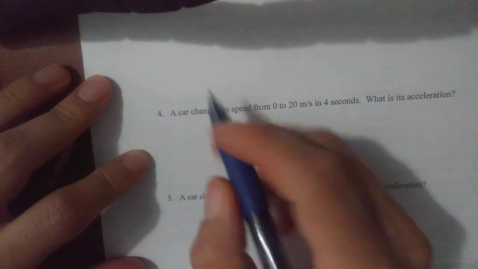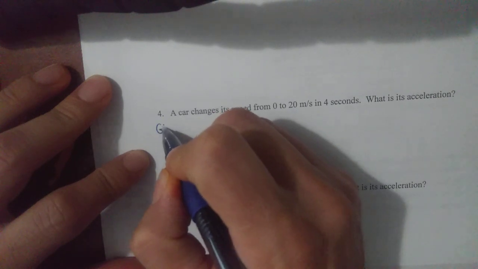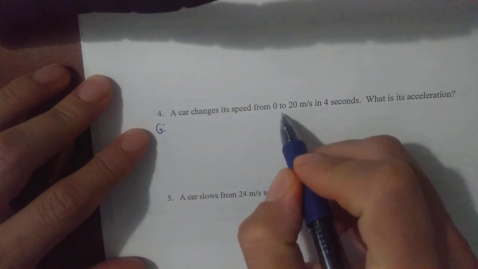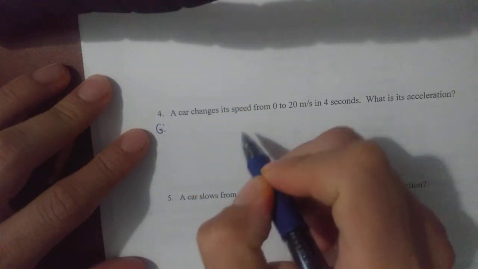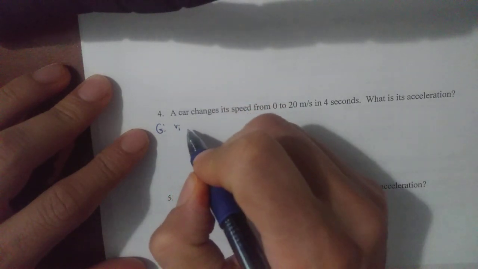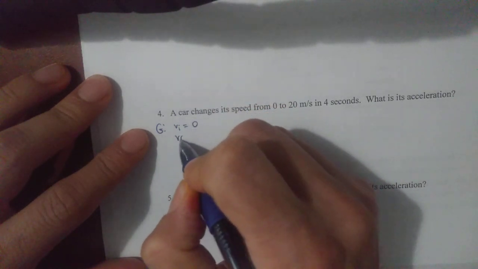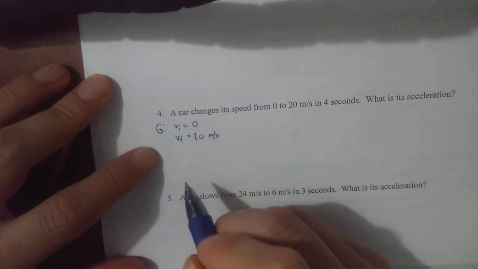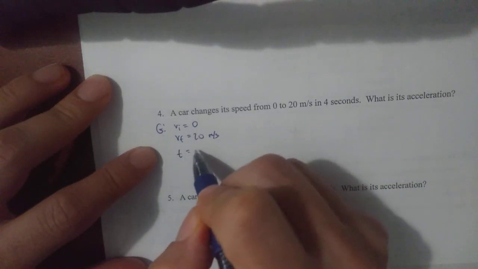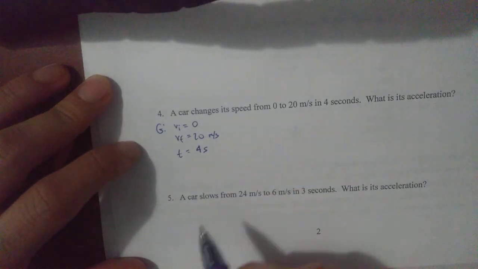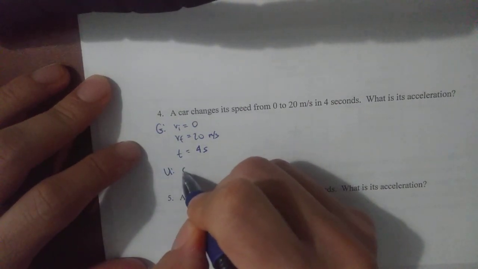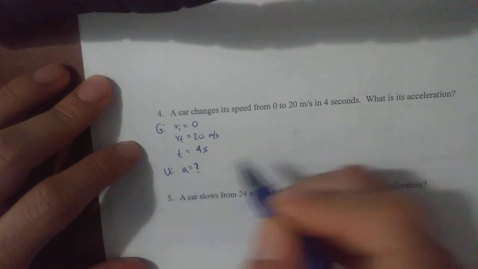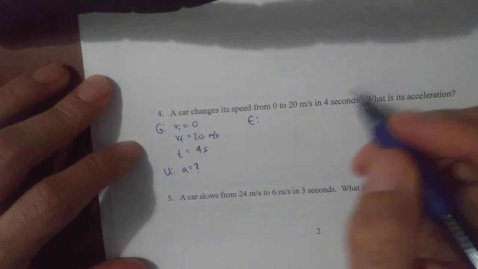Okay, let's do number 4. What's given? We got initial velocity is 0. We got a final velocity of 20. We have time 4 seconds. What's unknown? We don't know what acceleration is. What equation are we going to use?